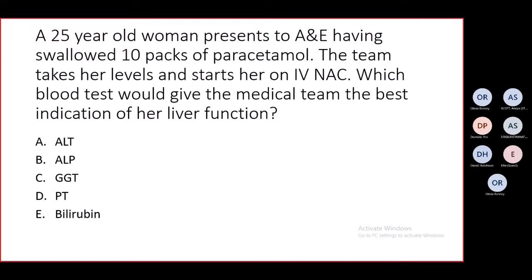Okay, so the answer is actually D. What we mentioned before is the actual function of our liver, which is to produce clotting factors. We can measure their production using the PT, the prothrombin time. ALT measures hepatocyte damage. ALP measures hepatocyte damage and also biliary damage. GGT measures biliary damage and some hepatocyte damage. And bilirubin measures our levels of jaundice. So none of those other four actually measure how well the liver is functioning and performing its tasks.